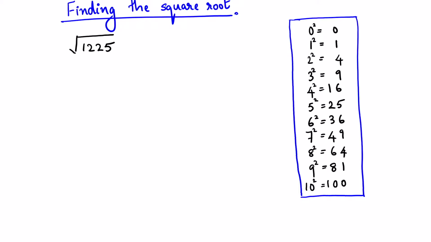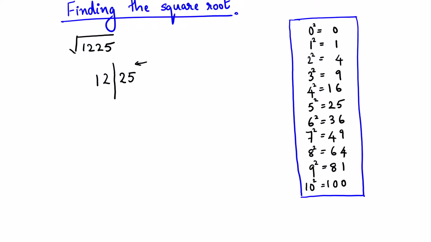So starting from the right, after two digits you have to separate these numbers. So 12 and 25. Always a 4-digit number will have its square root as 2 digits. Always. So the result of a 4-digit number will be of 2 digits.